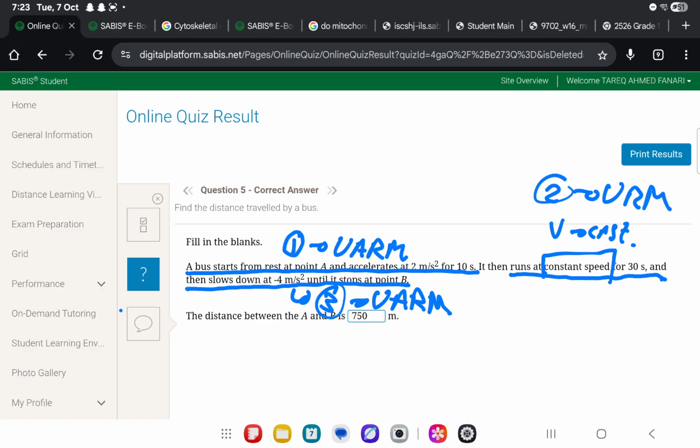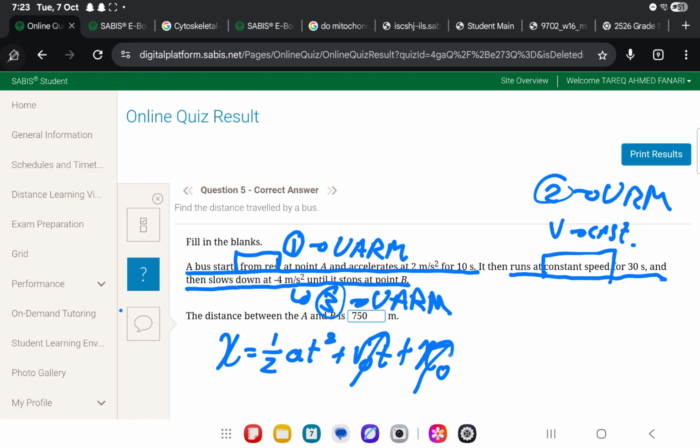So for UARM, we're going to use x is equal to half at squared plus v0t plus x0. Since it starts from rest, initial velocity is 0, so this term is gone. And since it starts from rest, it's at 0 meters, so this is gone too. I can remove these two, so this is my equation from rest.